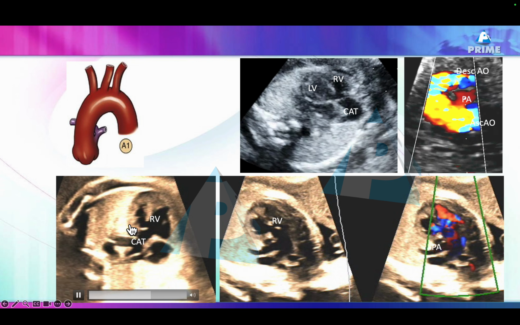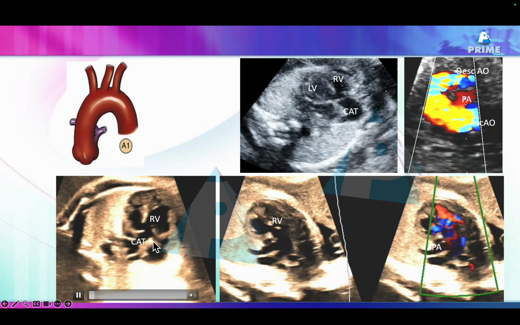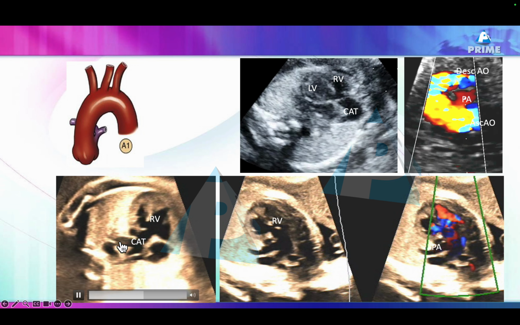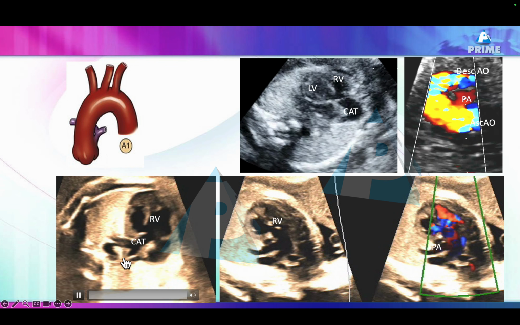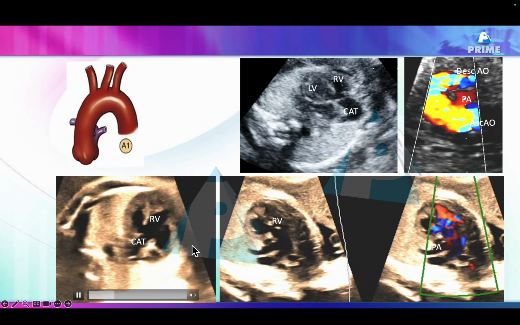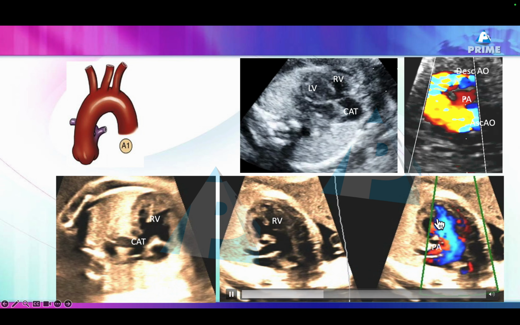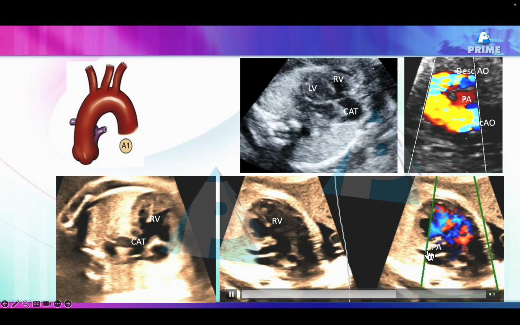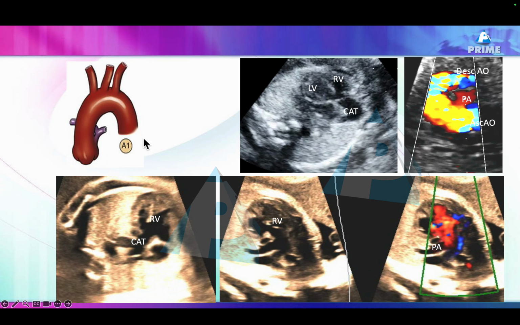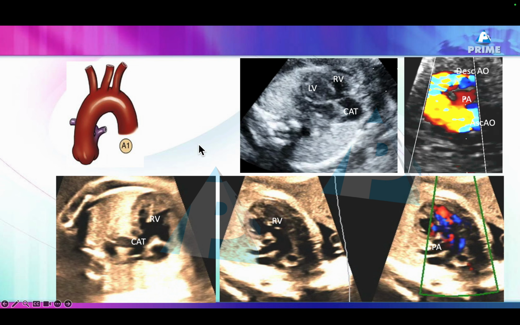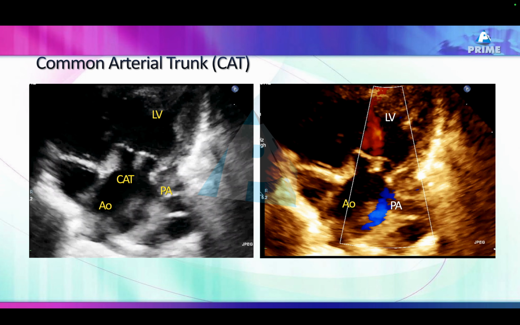Again, overriding, the very first suspicion is whether it's DORV or tetralogy of Fallot, but the moment you see a pulmonary artery coming out of this branch and one aorta, that means this is a common arterial trunk. Moving ahead, you can see on color Doppler the pulmonary artery and aorta. This is type A1, where you have a common pulmonary artery and then you get branches out of that.